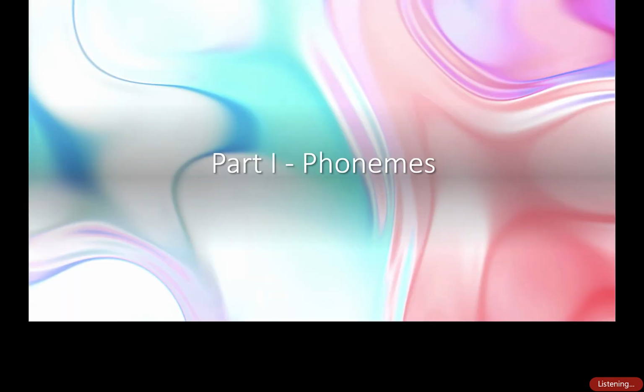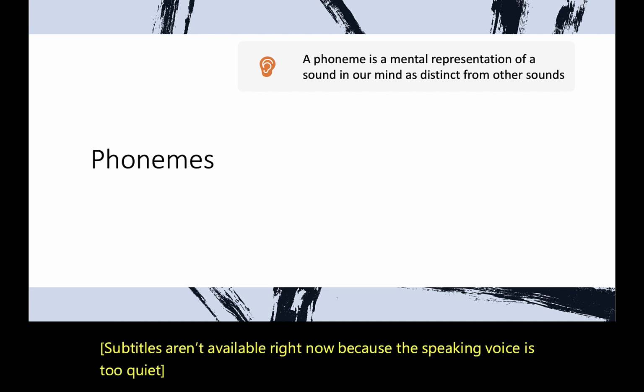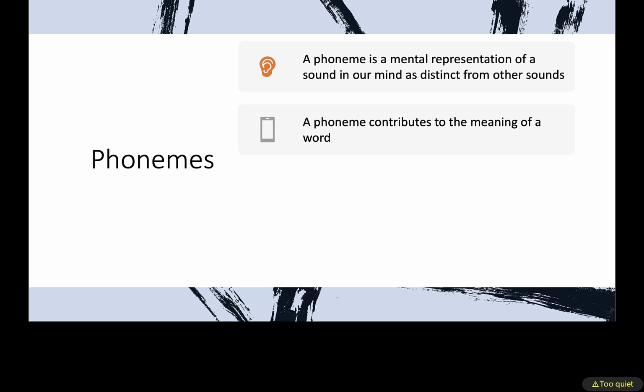Let's begin with phonemes. First of all, a phoneme is a mental representation of a sound we have, as distinct from other sounds. For example, we think of t and d as distinct sounds different from one another, and we have an idea of what counts as a t sound and what counts as a d sound. As distinct sounds, phonemes have the potential to contribute to word meanings, even though they do not possess meanings themselves. To continue our example, t and d do not have a meaning in and of themselves, but they contribute to the distinction between such words as tuck, as in tuck your shirt, and duck, as in look at that cute duck in the pond.